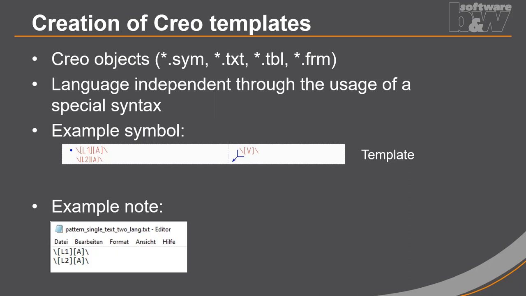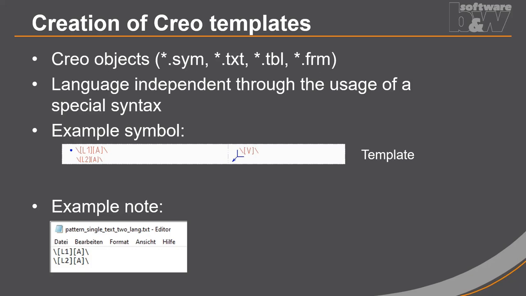So the creation of the Creo templates means you need to create Creo objects like symbols, tables, charts, not directly text files, because this is a special case here. The Creo note text files can just be opened and placed on the drawing. But here we have the text within a database. So what does the text file mean here? I will come back to that at the end of the slide.